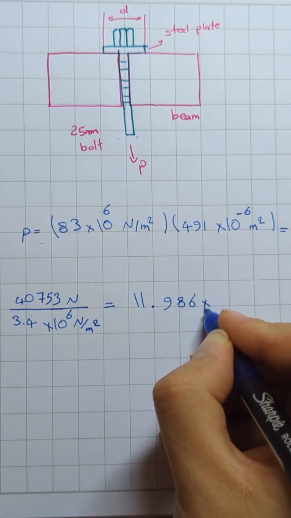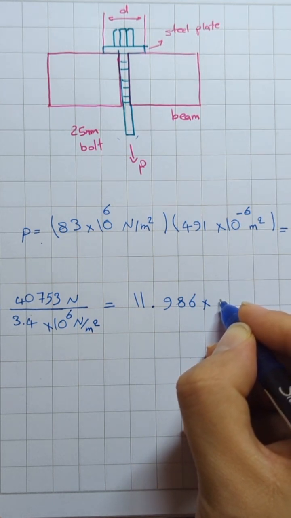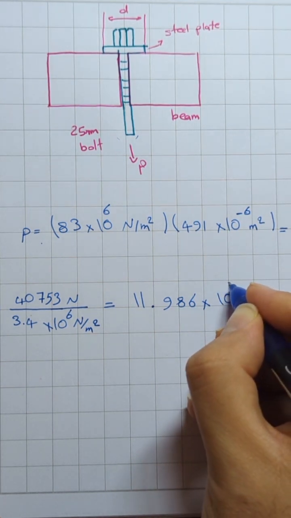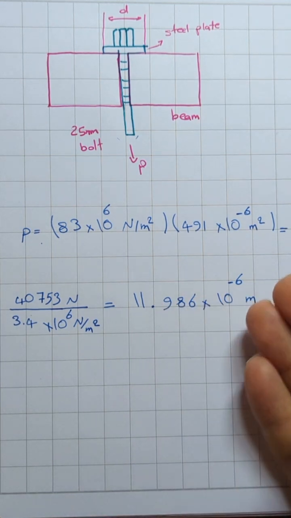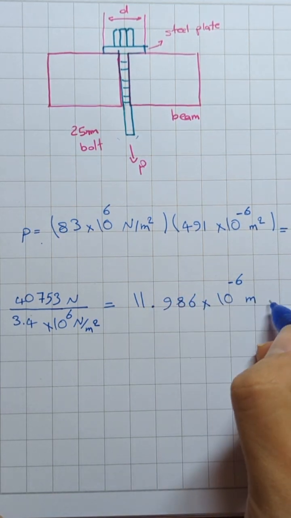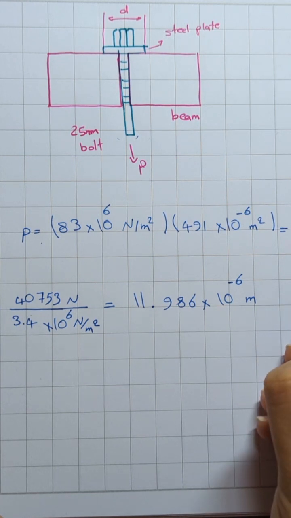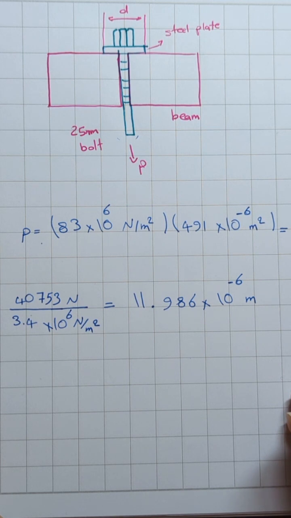11.986 to the power of 6 meters. But if we don't want to say it in meters, we can say it in millimeters. So we can say it is 11,986 millimeters square.